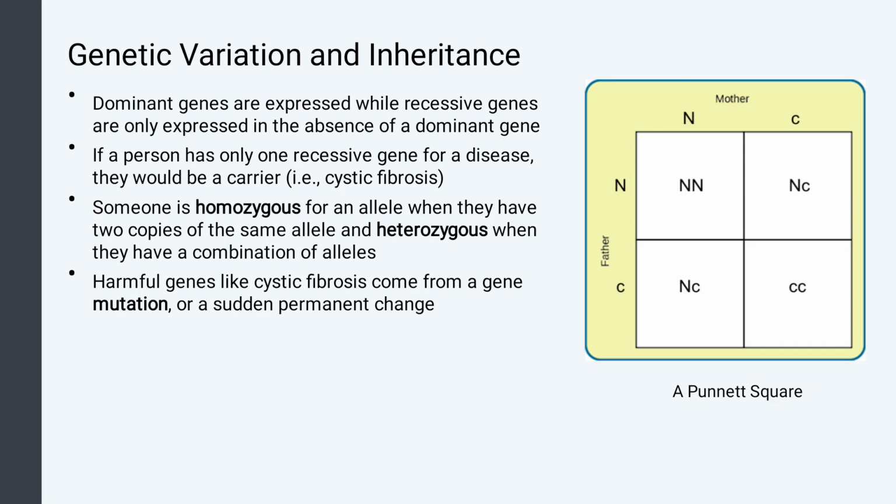Remember that. If a person has only one recessive gene for a disease, they would be a carrier. An example is cystic fibrosis. Someone is homozygous for an allele when they have two copies of the same allele, and heterozygous when they have a combination of alleles. So we have different kinds of alleles: homozygous and heterozygous. Homo means same allele, and hetero means a combination of alleles.